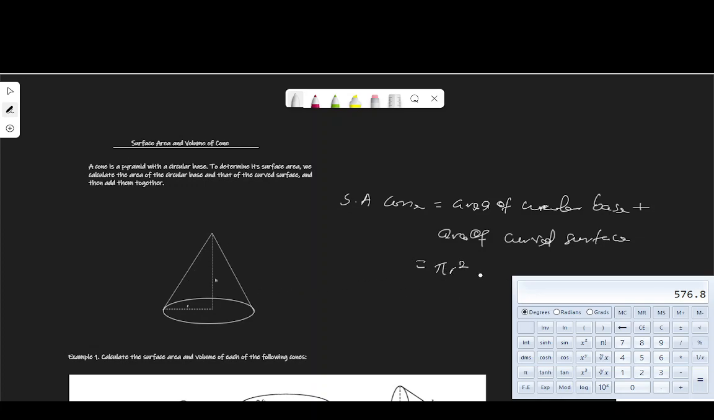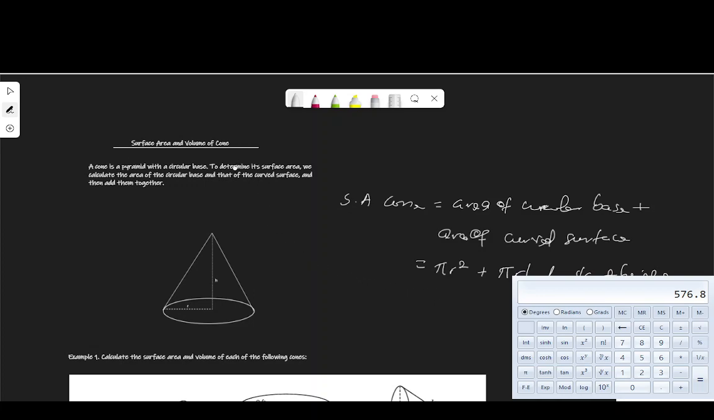Area of this curved surface is pi rl, where L is this height here, the slant height. So L is equal to slant height of the cone, the height that is in slanted position. This is perpendicular height, this is slant height. So pi r squared plus pi rl will give you the surface area of a cone.